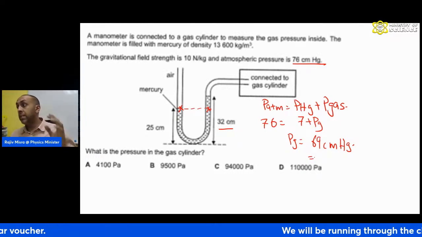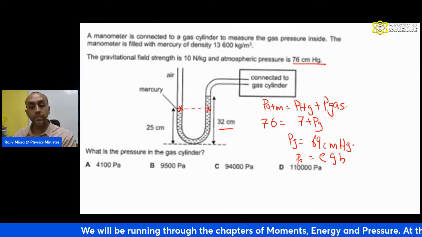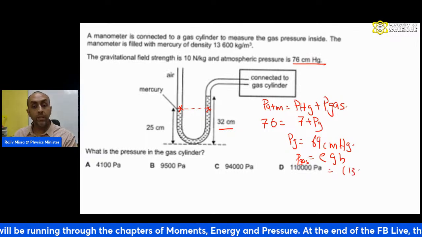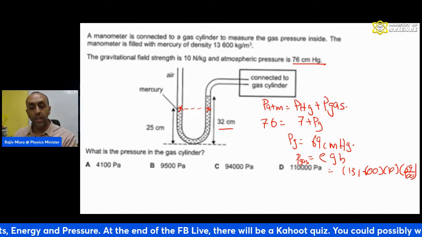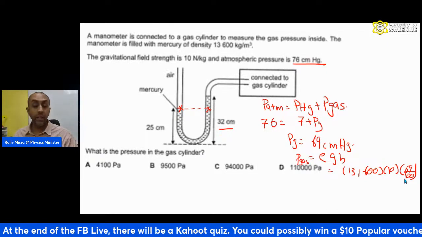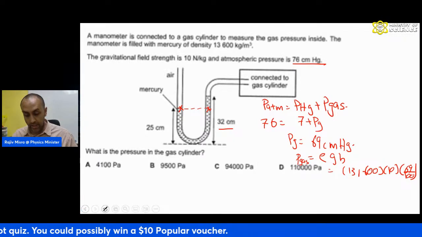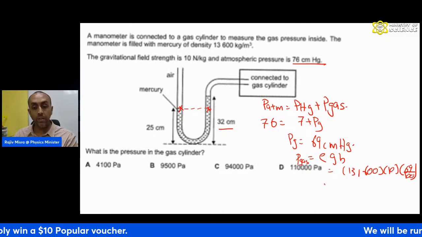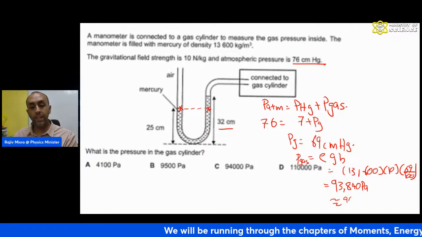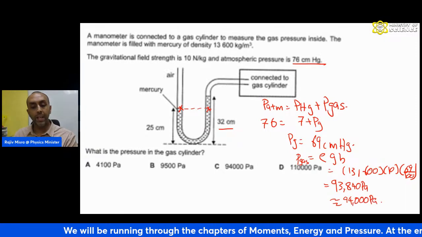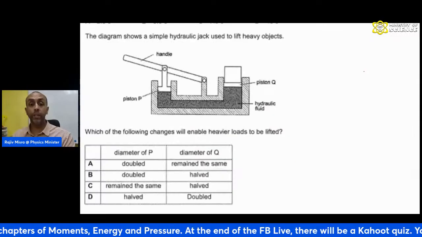If you want to convert this to actual pressure, I'll just use rho GH. Density is 13,600, G is 10, and height is 69 over 100. Take note that you must convert it to meters. Very, very important. So I'll take 13,600 times 10 times 69 over 100, is 93840. And you round off to 2 sig fig is 94,000. And then your answer is C. Just take note. So it's as simple as that. Always look at the lower point.